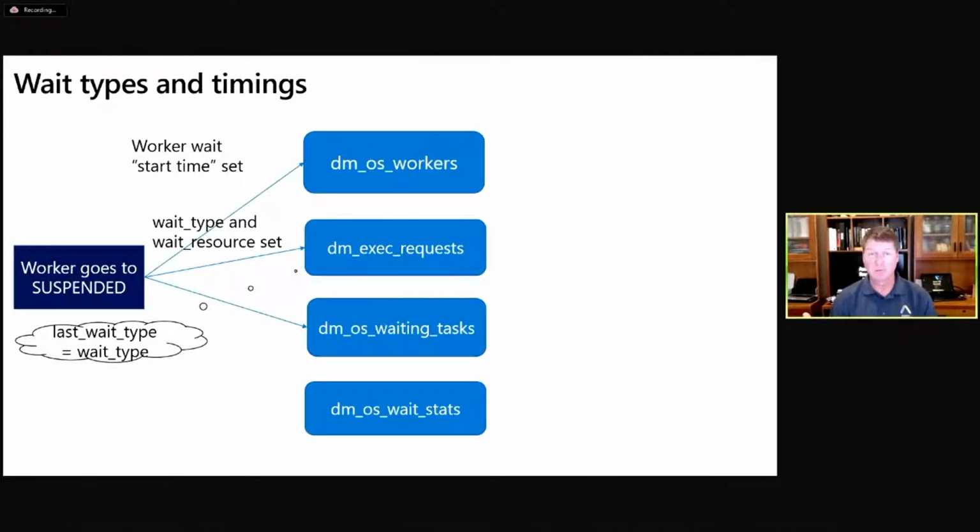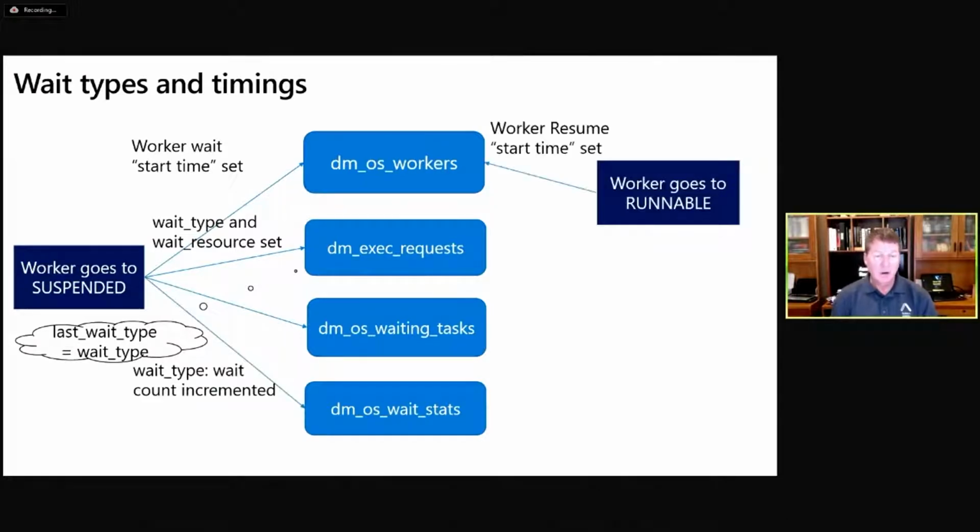That wait resource can vary depending on the type. And then the last wait type is set to the wait type. Now that's going to become significant because in some cases in DMExec requests, you're going to want to know what was the last thing I waited on, what's the current thing I'm waiting on. And you're going to see in things like SOS schedule yield, you only see that in a last wait type, and I'll explain. So then we increment the wait type counter in DMOS wait stats.